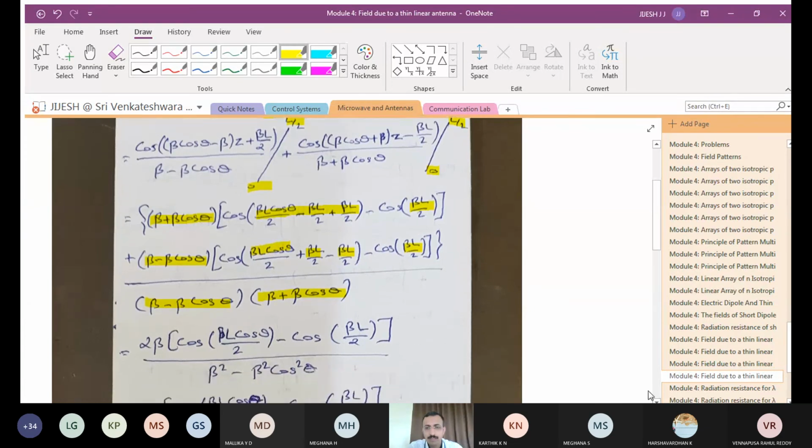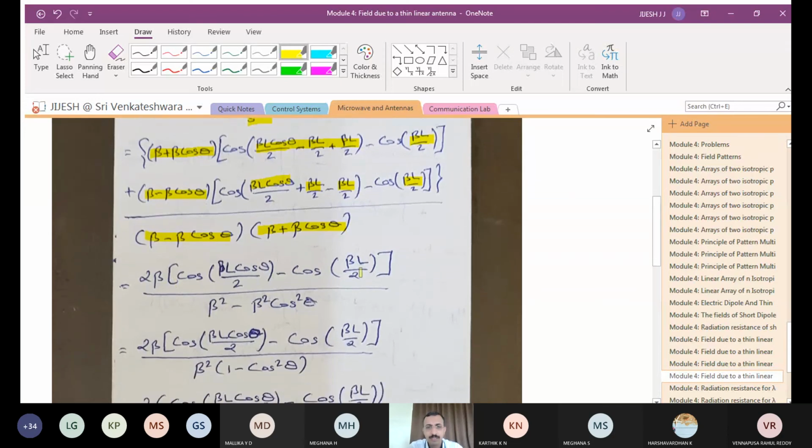So once you complete it, you can see that I can simplify it further. When I simplify that, you get 2 beta cos of (beta L cos theta by 2) minus cos of (beta L by 2), divided by beta square minus beta square cos square theta. Beta square I have taken outside. You can altogether write it as a single step if you want: 2 beta times cos of beta L cos theta by 2 minus cos of beta L by 2, with beta square taken common outside, that is beta square into 1 minus cos square theta.